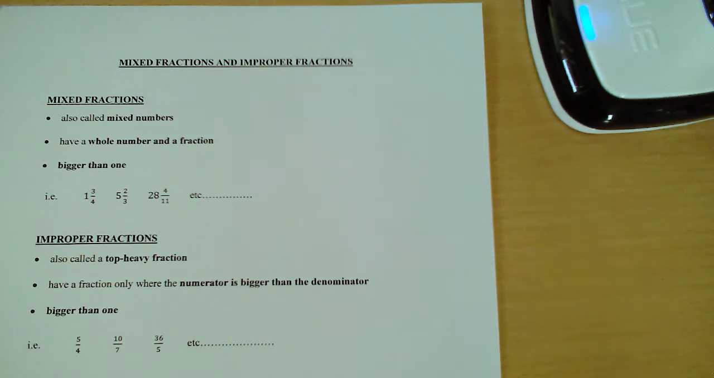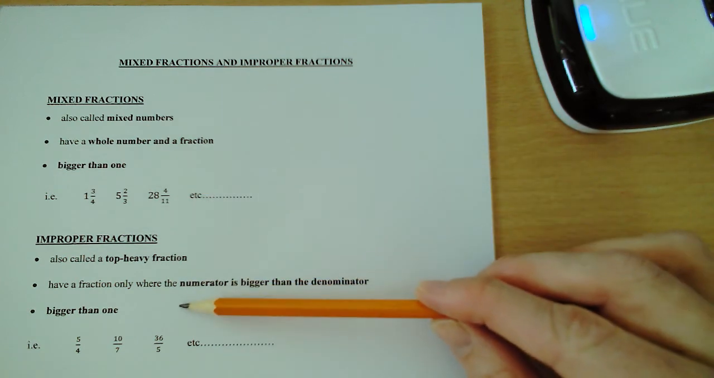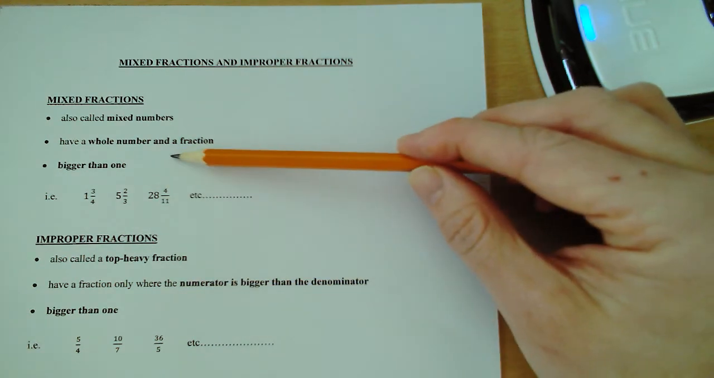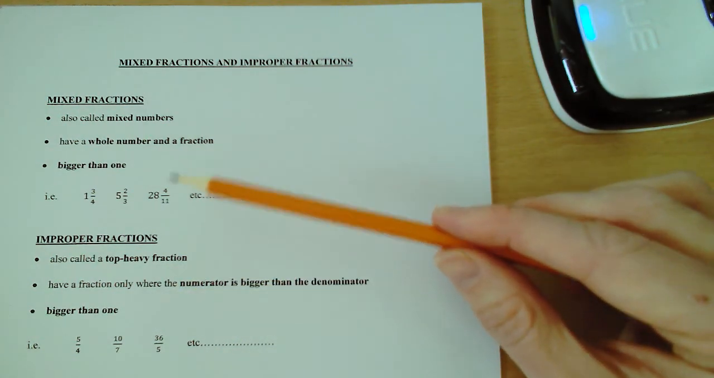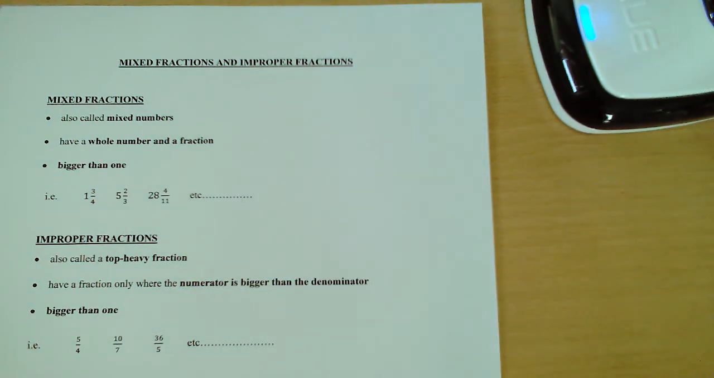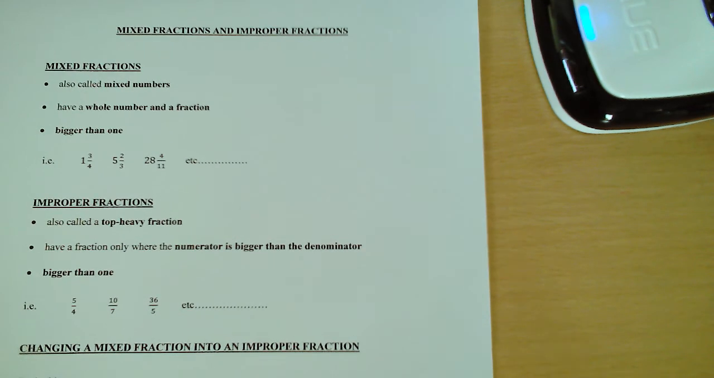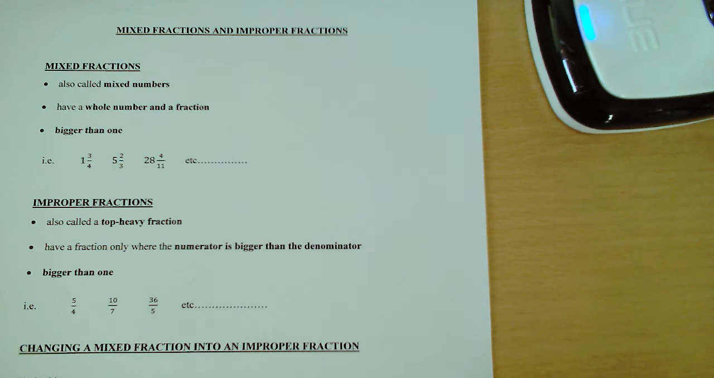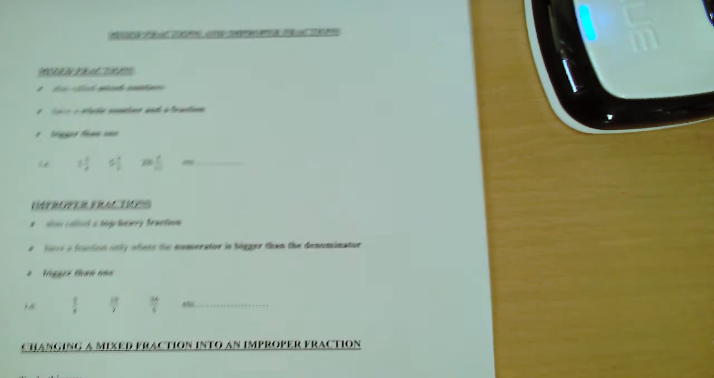Now, because mixed fractions are bigger than 1, and improper fractions are bigger than 1, it is possible to change a mixed fraction into an improper fraction and vice versa. And that's what we're going to start looking at. So the first thing we're going to do is change a mixed fraction, so something like this, into an improper fraction, something like that. So let's look at our first example.